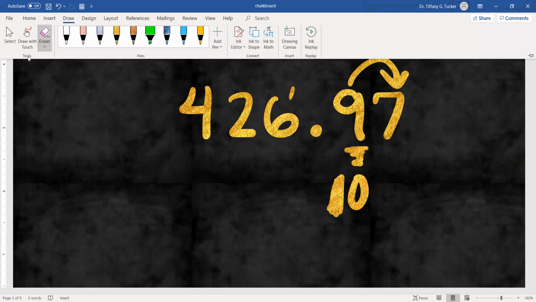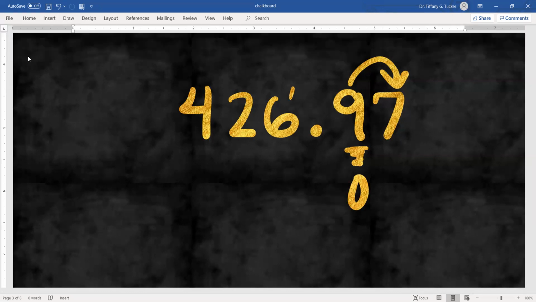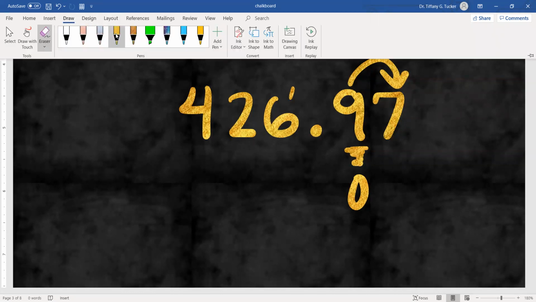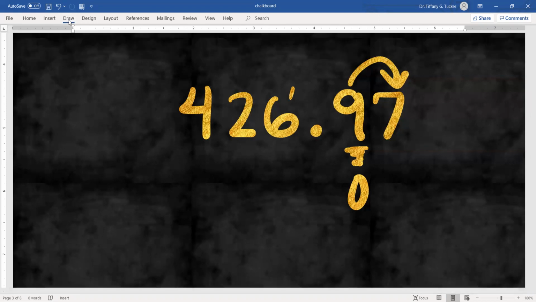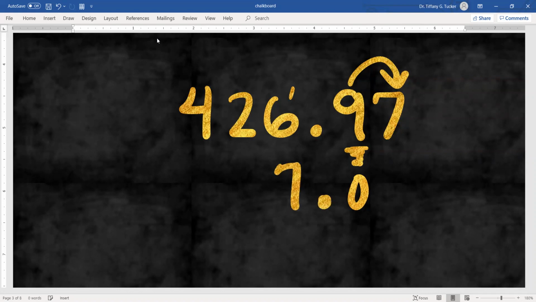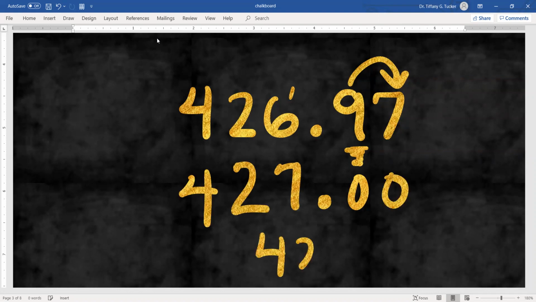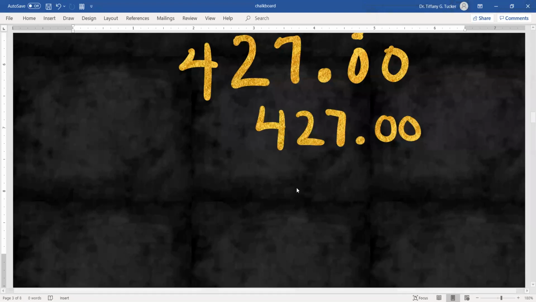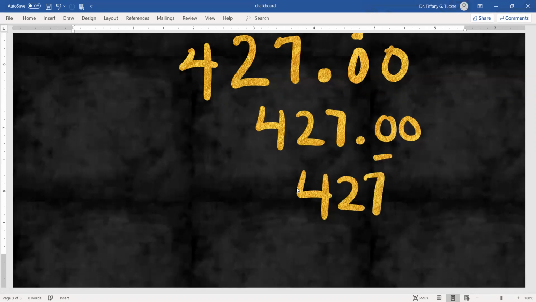So let me erase the 1 so we're not confused. So I just took the 1 from the 10 and I carried it and I put it over the 6. What is 6 plus 1? 6 plus 1 is 7. So it's a 7. Don't forget to add your decimal, bring your decimal down. Everything before it stays the same. Everything after it becomes a 0. So we have 427.00, and like we said before, we really don't need the 0.00 if there's no other number after it. So 427 would be a good final answer.